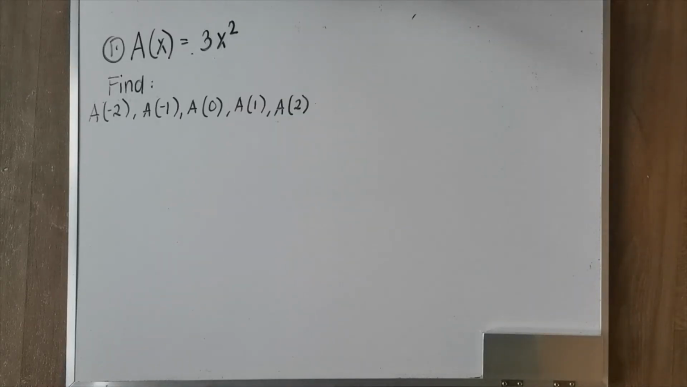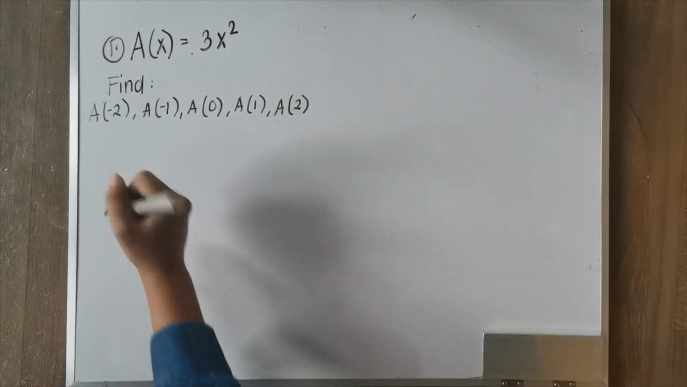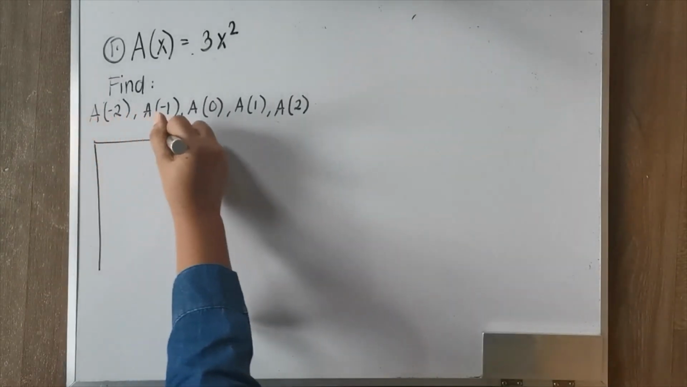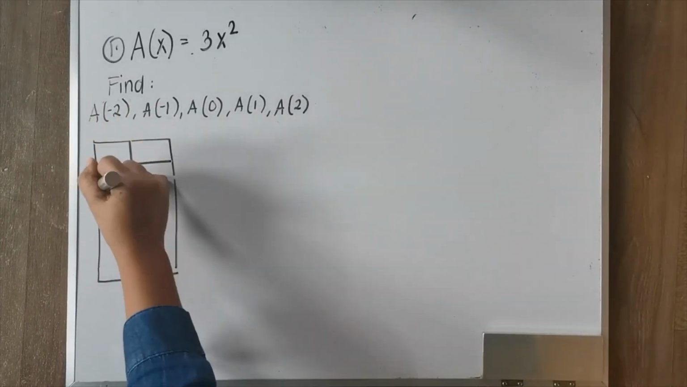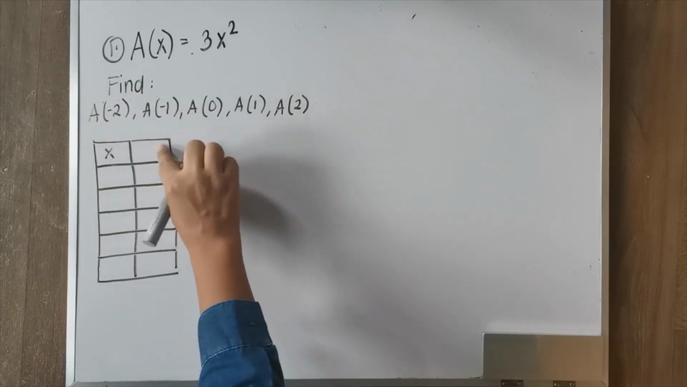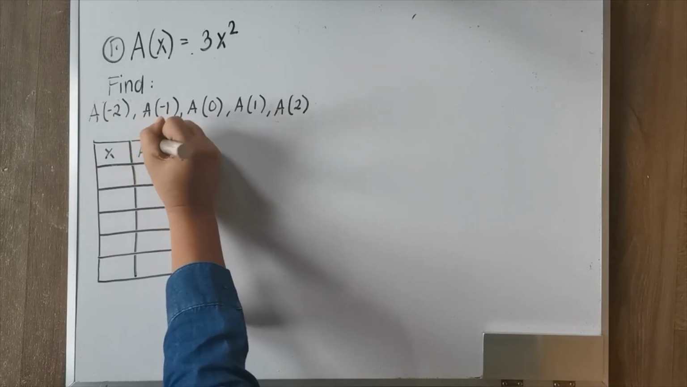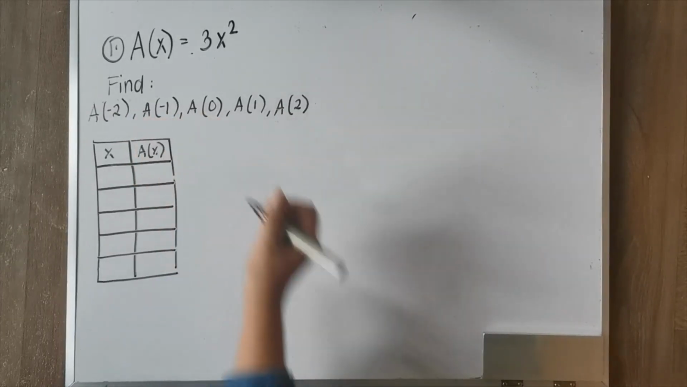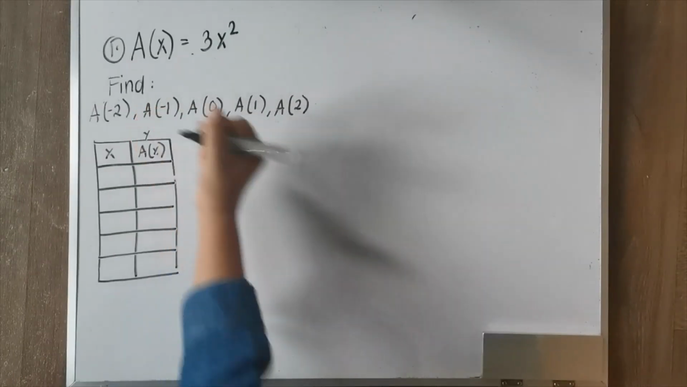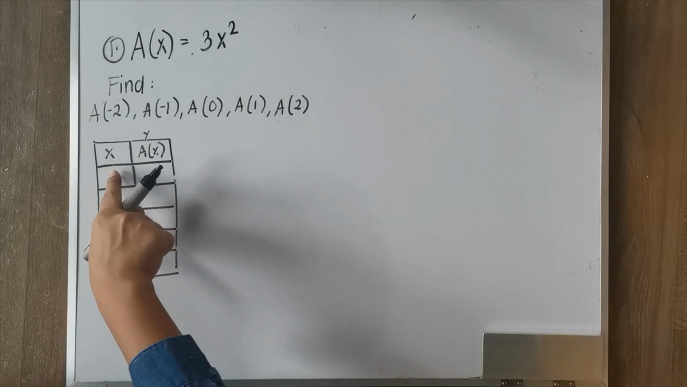Okay, so our function is a of x equals 3x squared. Find a of negative 2, a of negative 1, a of 0, a of 1, and a of 2. So first, I will be creating here a table, and later on, we'll compute the different values. So here is the x column, and here, instead of writing y, we can write here our function a of x. You may also refer this to your y, or this is our output. So we'll just simply copy all x values.